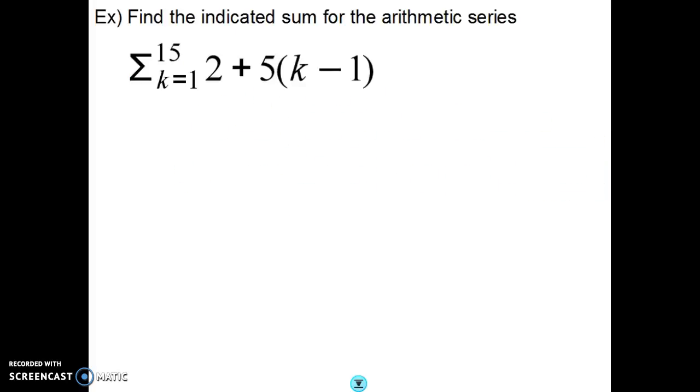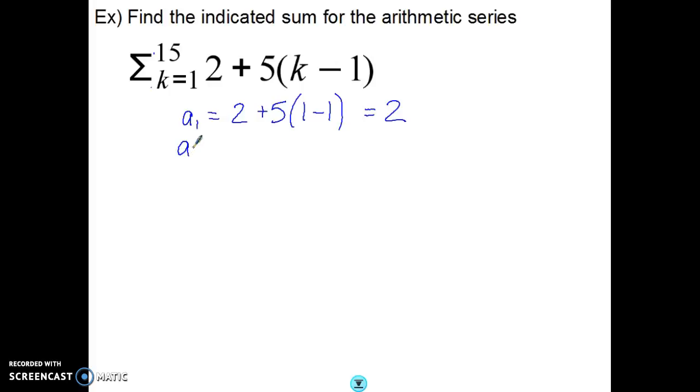Another example that might look more complicated but is actually easier because we already have the rule to find any term. In this case, we are asked to find the sum of the first 15 terms, from 1 to 15. So we need to find a sub 1 first of all, which we find by just plugging in 1 for k. So it's going to be 2 plus 5 times 1 minus 1. Well, 1 minus 1 is 0, and 5 times 0 is 0. So a sub 1 is just 2.